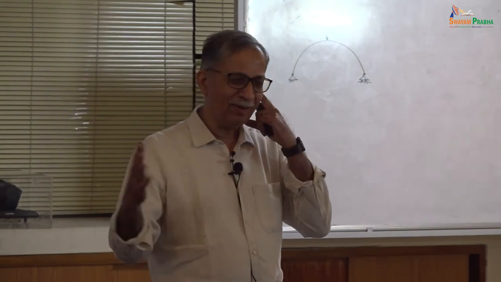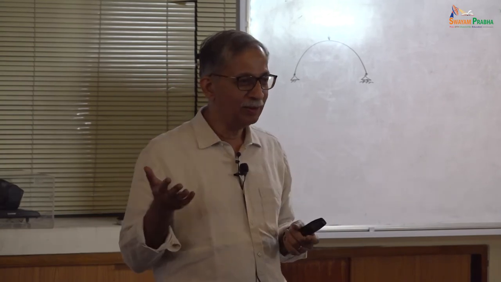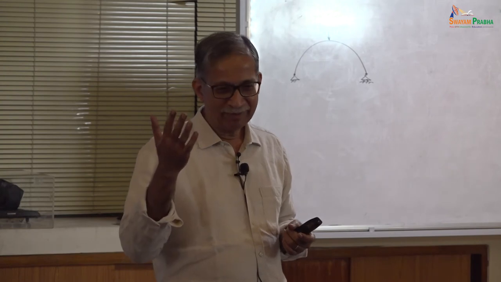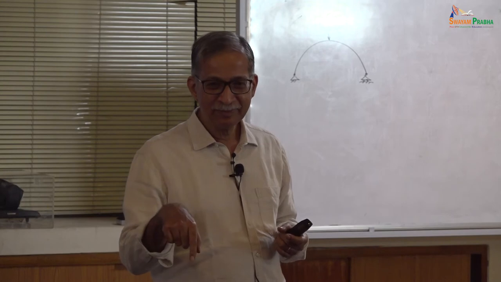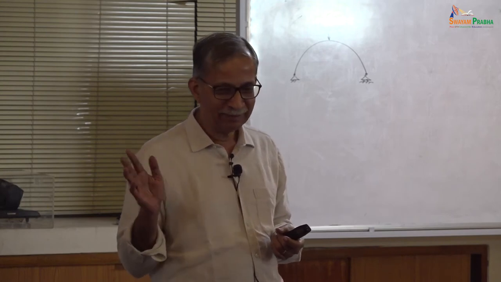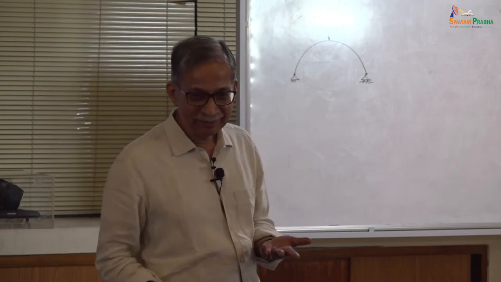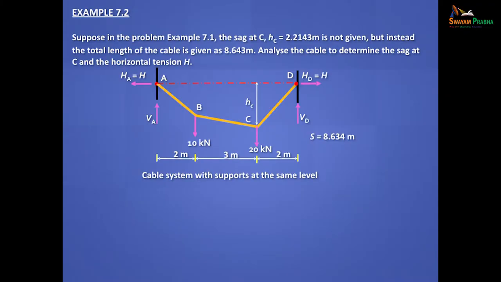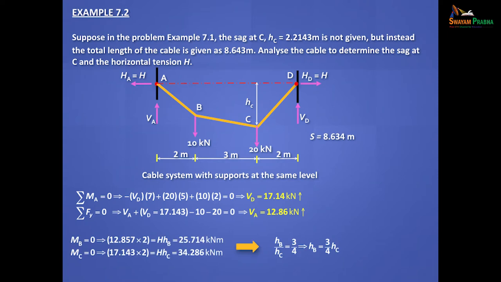Remember the old days, arithmetic, algebra in school. One unknown there will be, some x. You write x, then you have to find x. So which unknown will you take here? X. Take the sag. Okay, so you can do that. Let this be the unknown, HC, you don't know. Anyway, the vertical reactions are the same as you got earlier. They don't change.